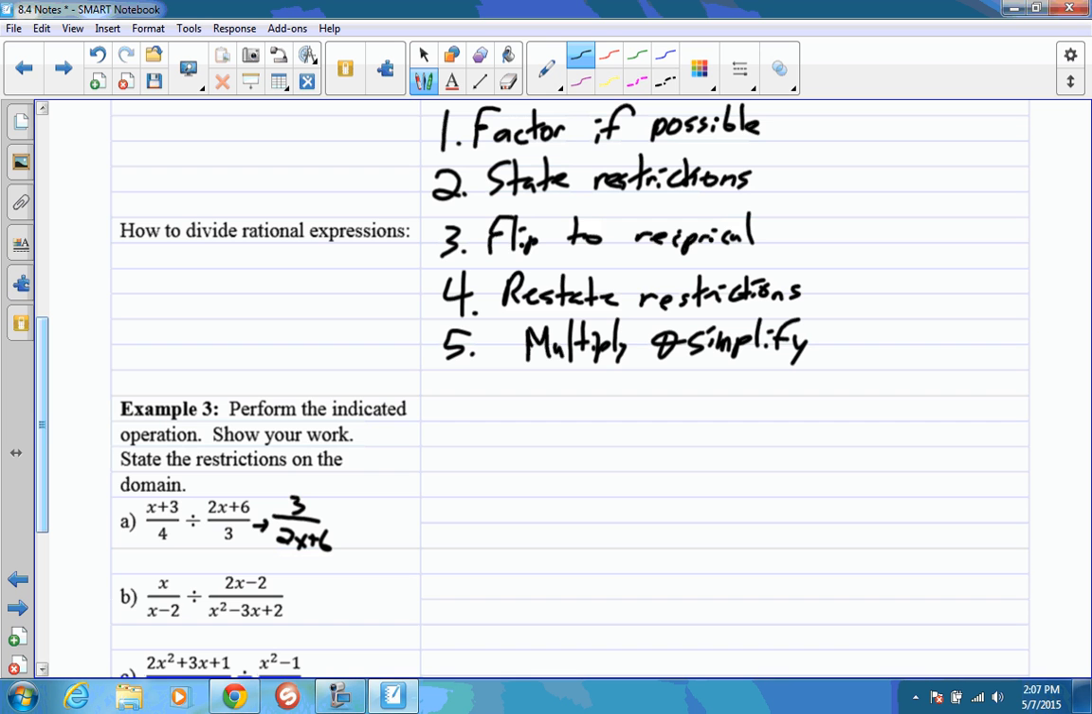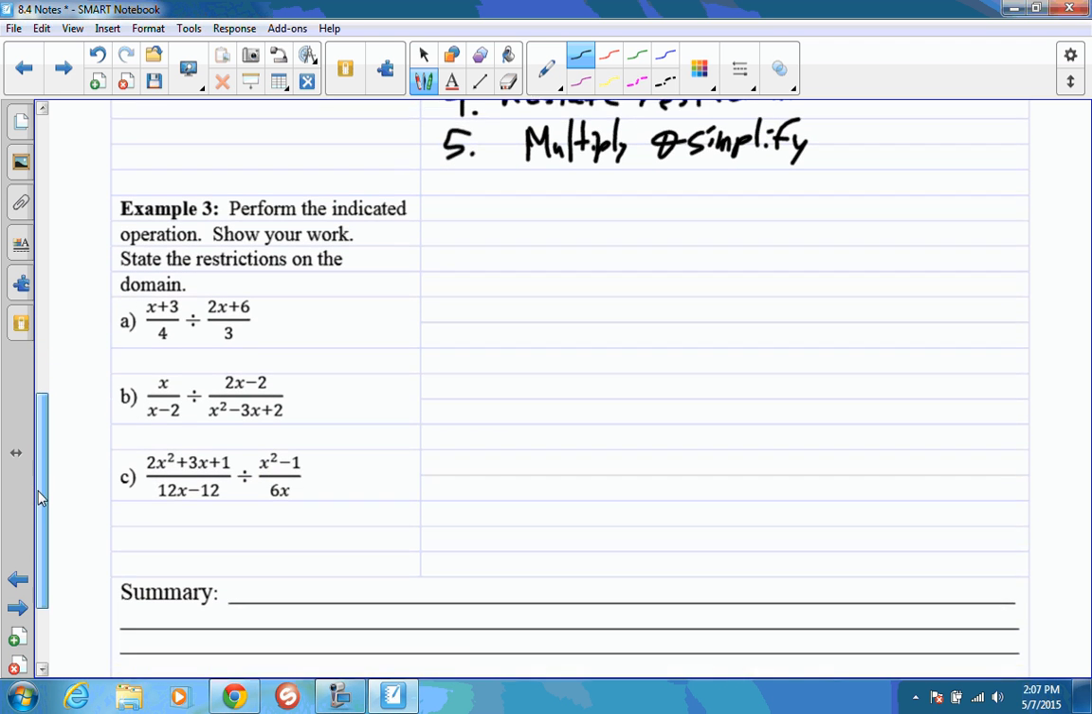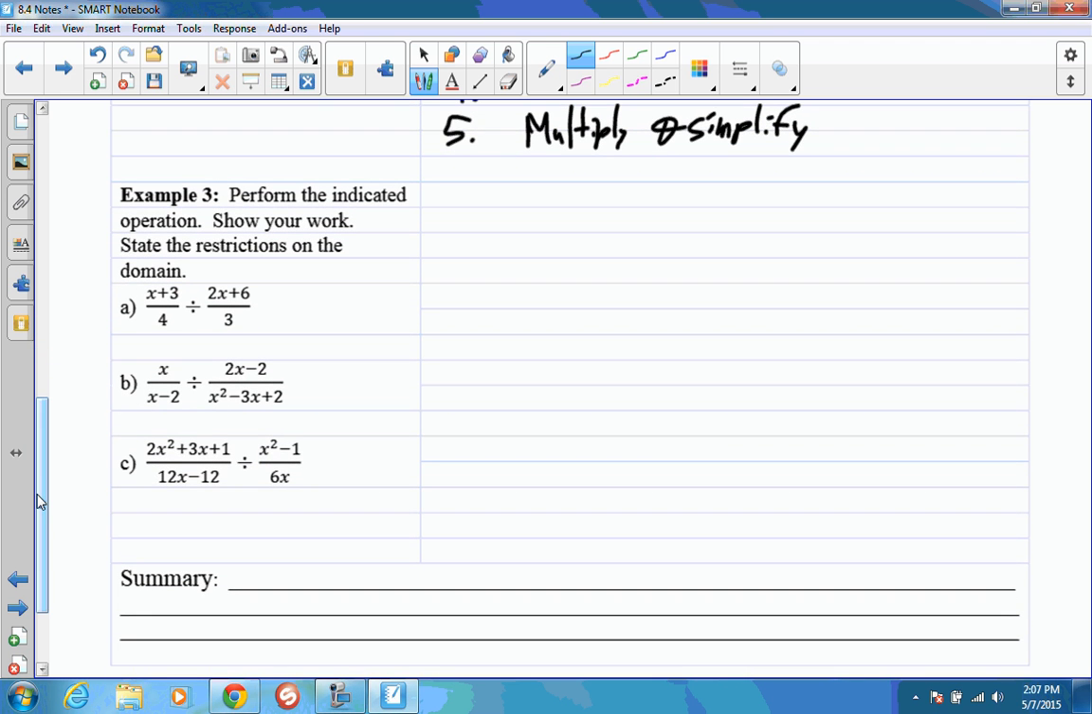Actually, I want to do one example problem. I'll show you. So perform the indicated operation. Show your work. State the restrictions on the domain.